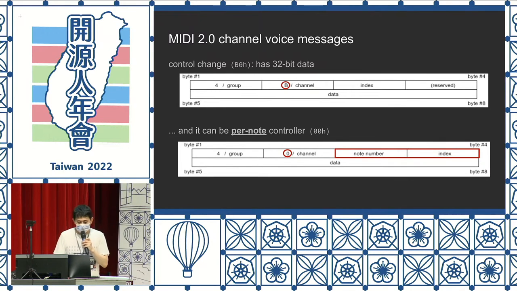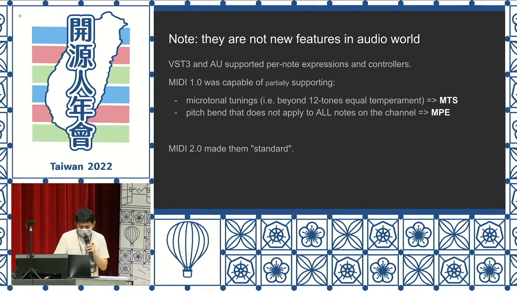And the control change is 32-bit data now, so it is richer now. And what is interesting is that there is now a per-note controller message, which has a note number and the control change index, and 32-bit data. MIDI 2 channel voice messages are like that. And I should mention that these features are actually not very new in the audio plugins world, especially VST3 and Audio Units supported this kind of features already.